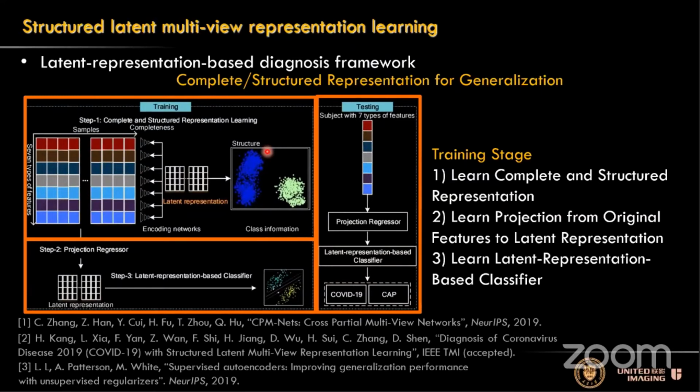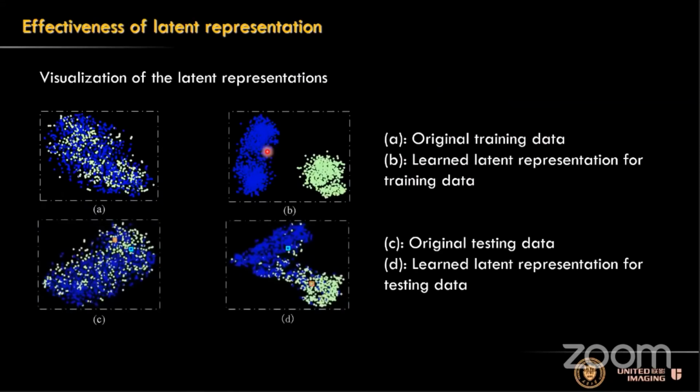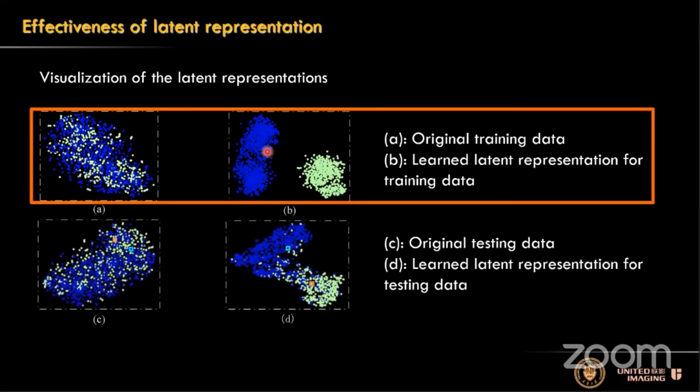Now we will evaluate the effectiveness of the latent representation learned from our model. According to the training data, we can find that the learned latent representation is well structured, which is consistent with our ground truth classes. This is in the training stage, because the class label, or ground truth, is available.